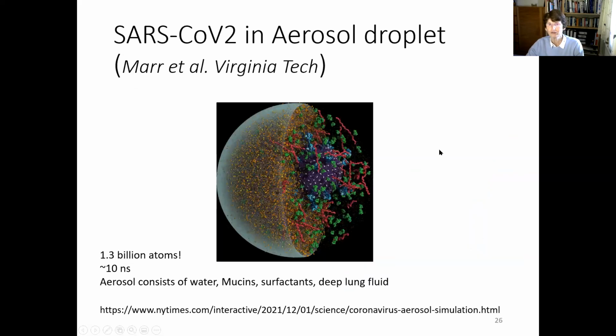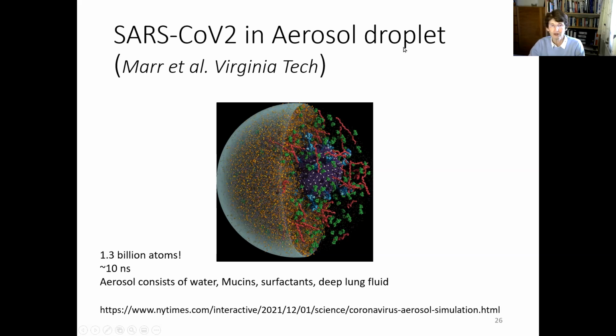Another one I found recently just popped up in the New York Times, which I sometimes look at, is, I think, a very impressive simulation in terms of time and length scale, if not really results as yet. Maybe they will come. They've modeled all of the virus, and not only that, they've put it in an aerosol droplet. And so the concern is, how long does the virus survive in an aerosol droplet? Obviously very topical, but whether this simulation will ever give the answer, I'm not sure.